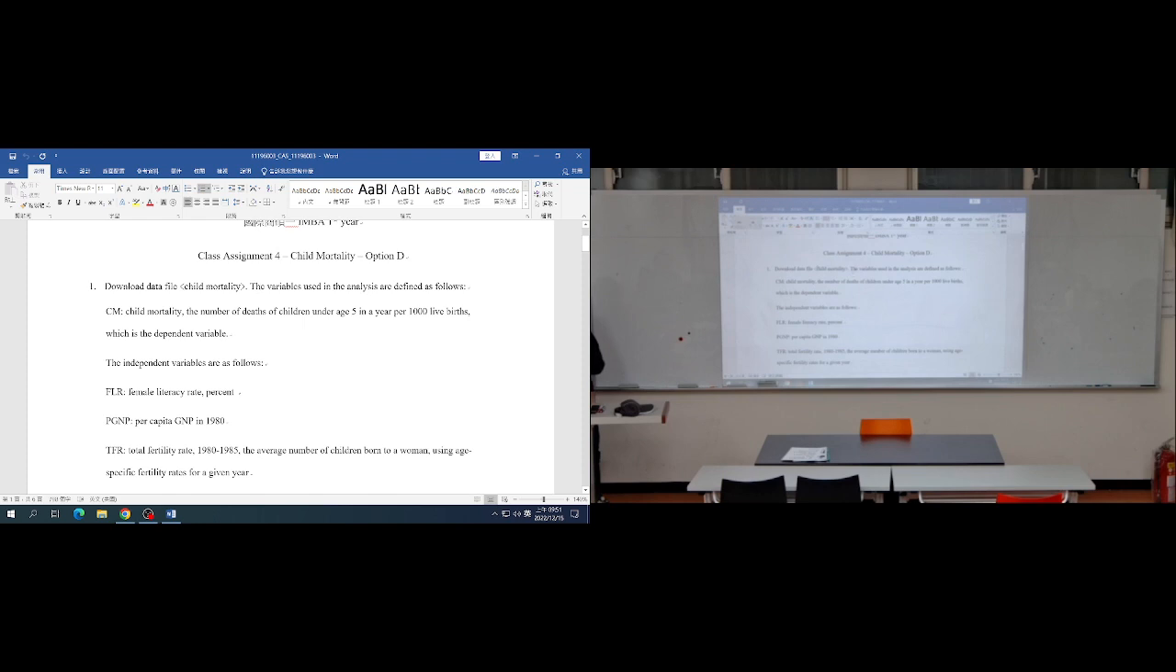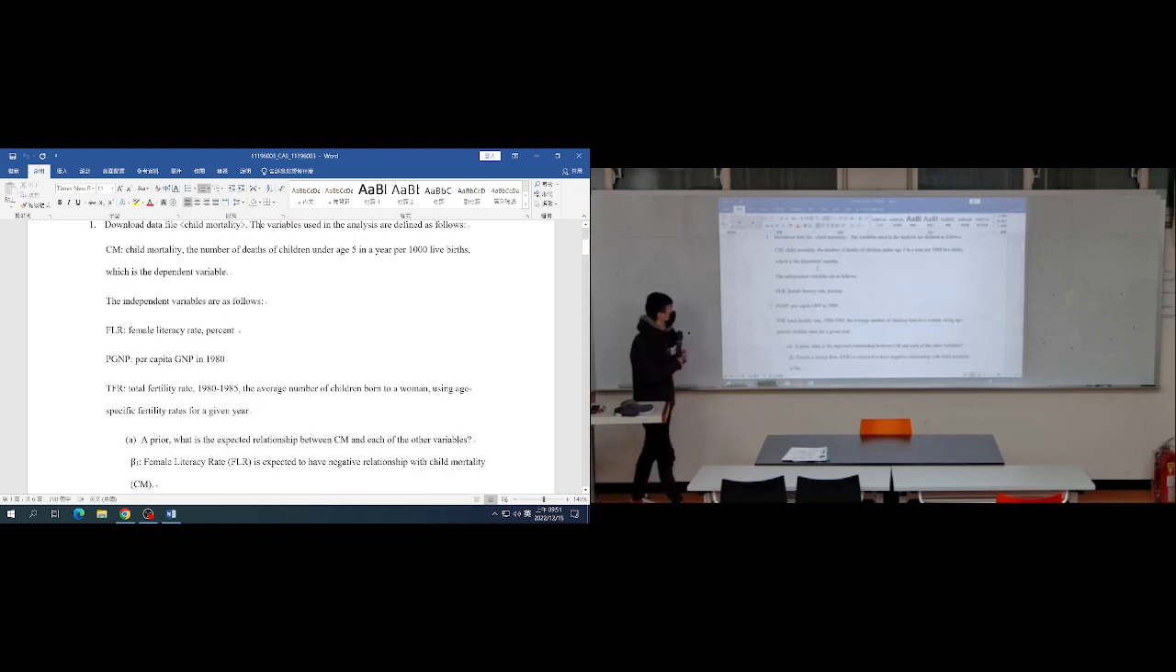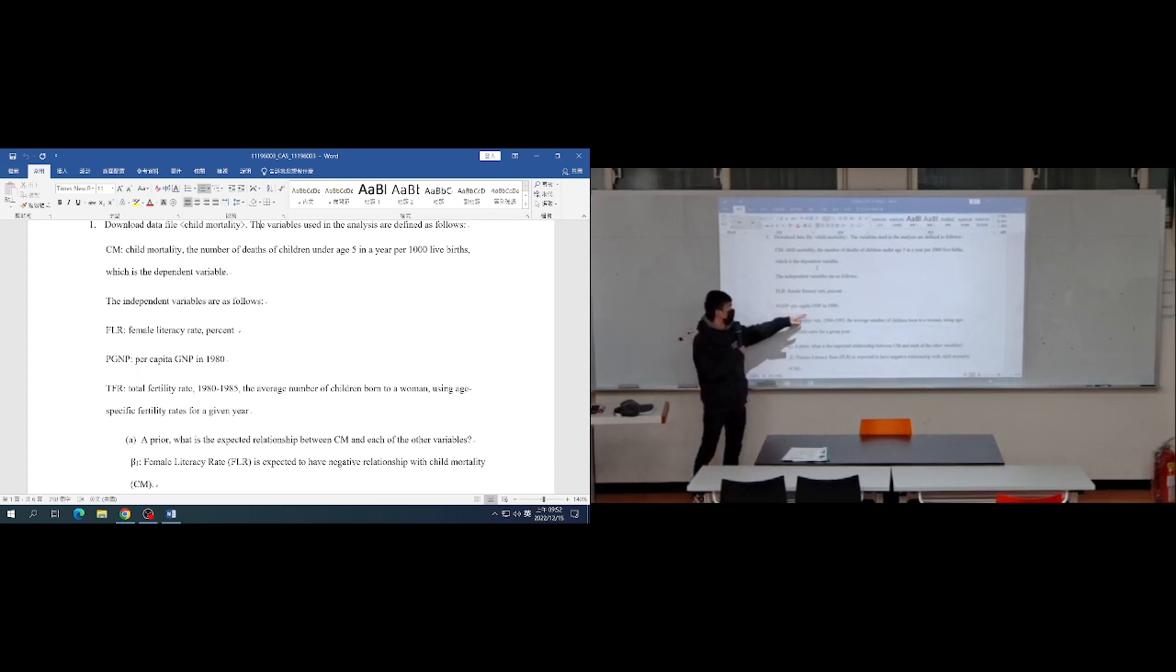We're using option D for answering the question. So the first question is, what's the expected relationship between CM and each of the other variables? CM here stands for child mortality, FLR is female literacy rate in percentage, PGNP is per capita GNP, which is gross national product in the 1980s, and TFR is total fertility rate.